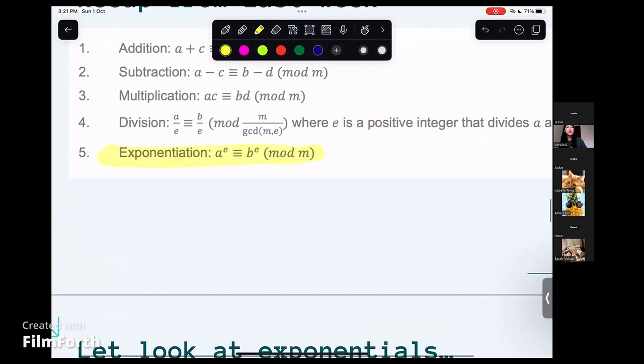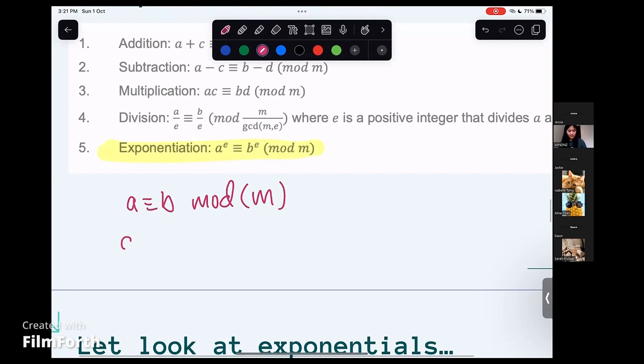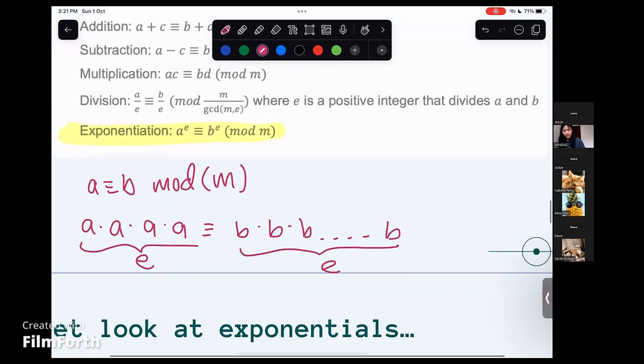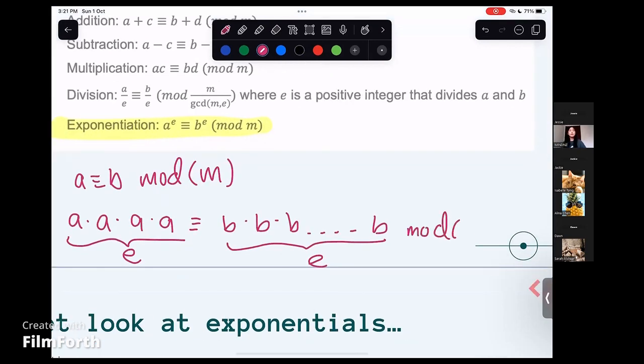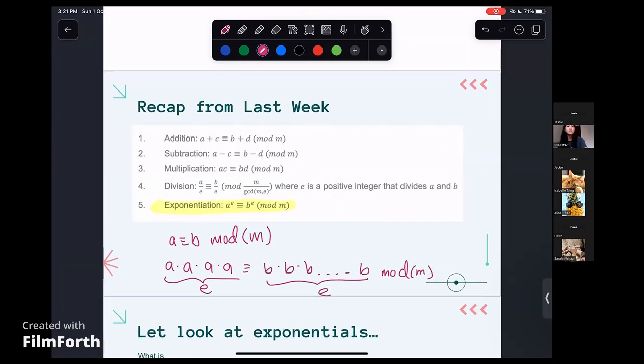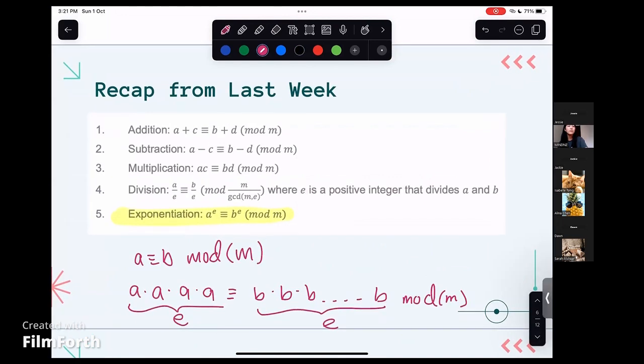And I guess you can think about it in terms of multiplication, right? So if A is congruent to B mod M, then if I do A times A times A, E times, it should be the same as B times B times B, E times. Right. So that's the sort of idea. You can just think about it as multiplication. Does anyone have any questions from last session that you may not have really understood or wanted to clarify?